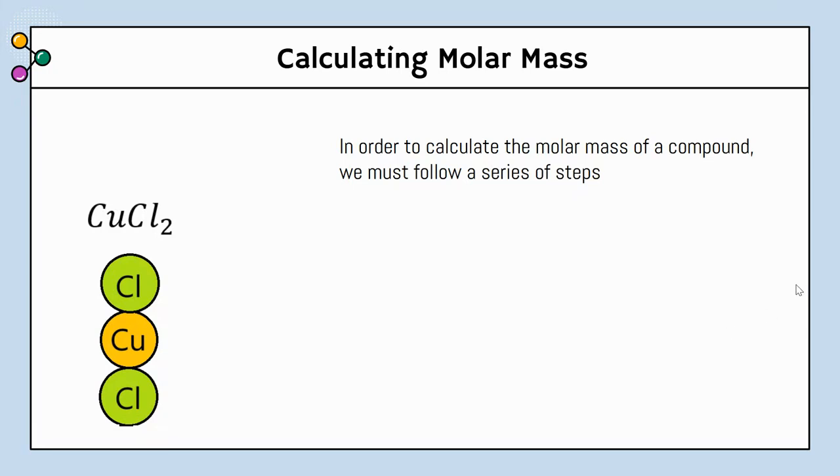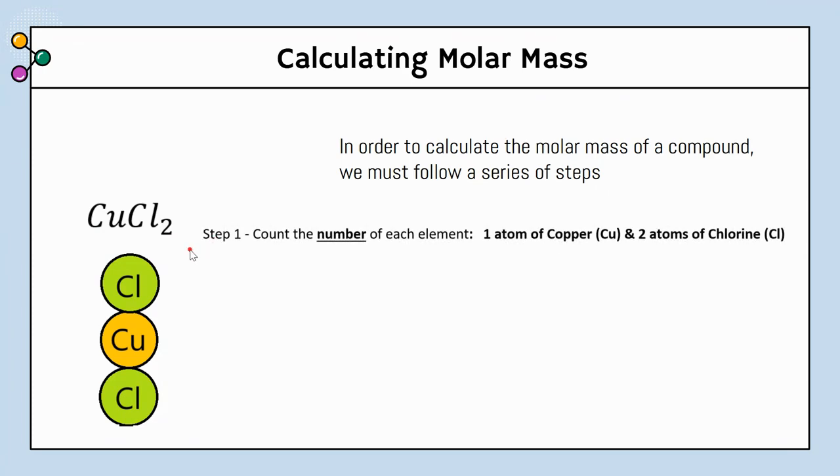Now, what about compounds? Well, if we have a compound like CuCl2 here, in order to calculate its molar mass, we need to follow a series of steps. First, we're going to count the number of each element. In this compound, we have 1 copper atom and 2 chlorine atoms. Next, we'll set up our problem. Since there's 1 copper atom, we'll do 1 times the mass of copper, plus 2 times the mass of chlorine, because we have 2 atoms of chlorine.